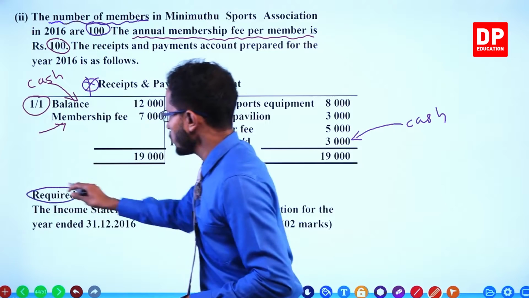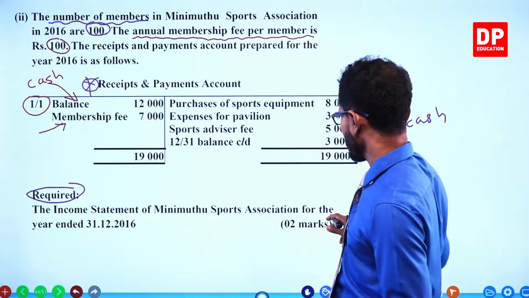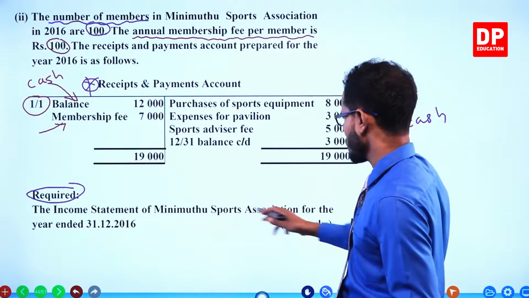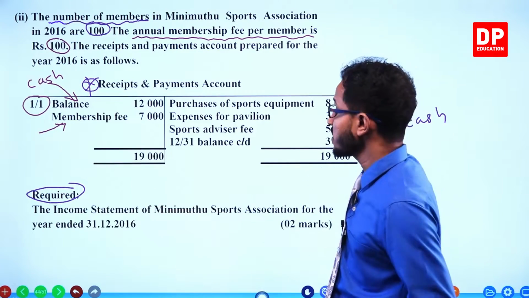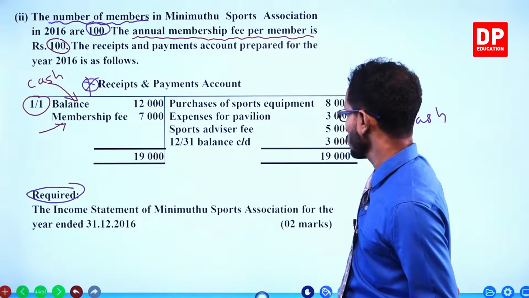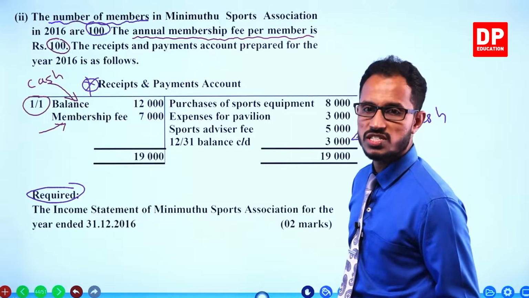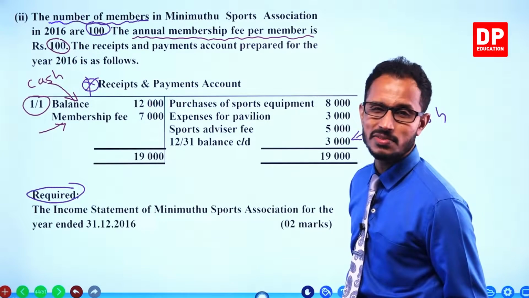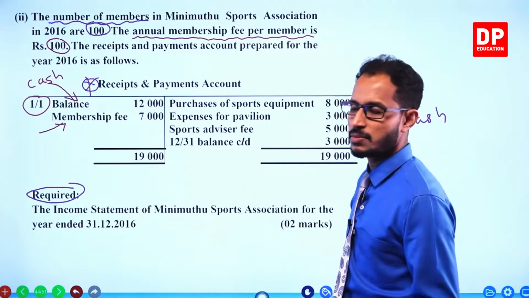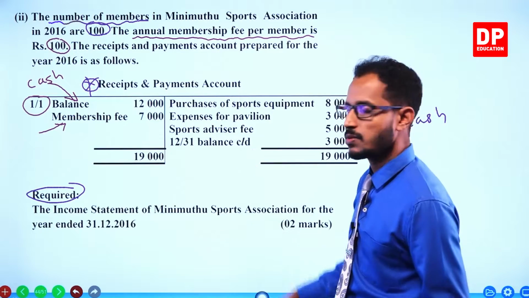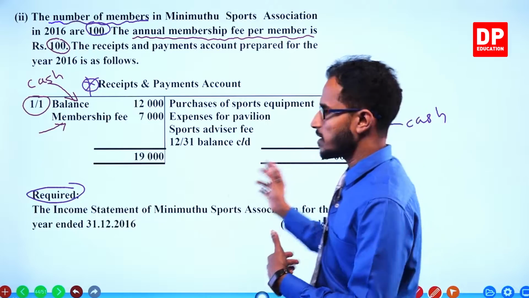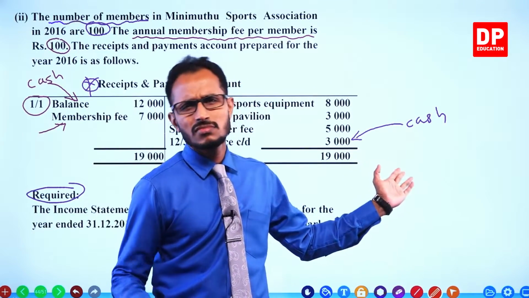Required. What do we have to do? Income and expenditure. Income statement of Minimuthu Sports Association for the year. Children, it's a profit or loss statement of non-profit organizations. Let's do it. Shall we do it right here? It's a small one.